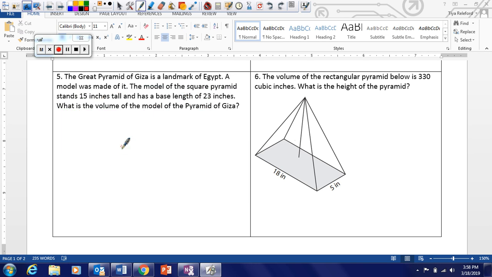Number 6 is interesting. Read it carefully. What does it ask you? Does it ask you for the volume? It asks you for the height. Now, it gives you the volume, so you're going to use the volume formula. Let me try that again. You're going to use the volume formula for a pyramid.